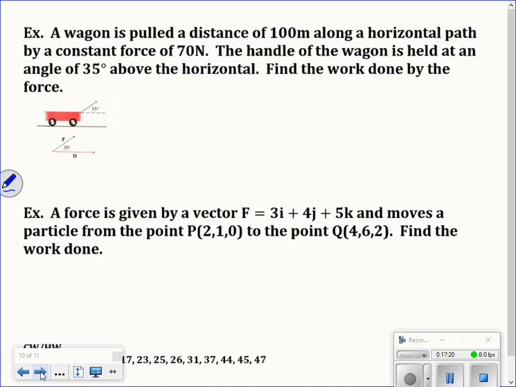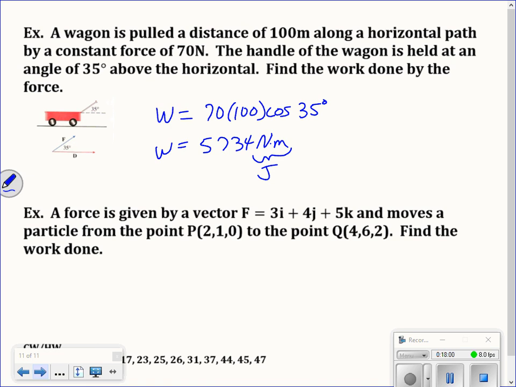All right, so let's do that on the last page here. If you have a wagon, a distance of 100, and a constant force of 70, we need our work. I have my force times my distance, so 70 times 100, and then cosine of 35 degrees. From there, it's just a calculator problem. You get 5,734, and the units are newton meters. You all know maybe from physics that is joules, if you want to say that.